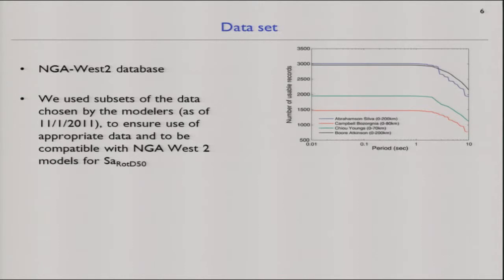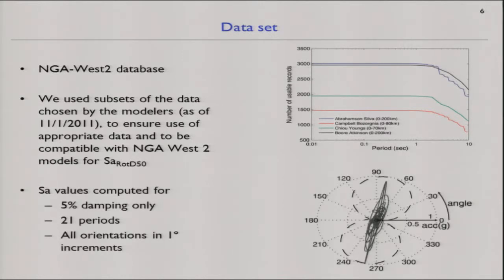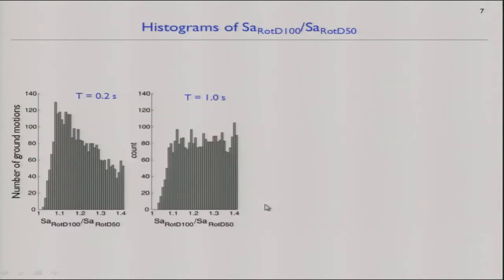And so then for those data sets, we recomputed our own response spectra. We wanted a couple other values than were in the flat file. So we computed 5% damped spectral accelerations at 21 periods rather than all the periods. But we recomputed spectral accelerations in 1 degree increments over all unique orientations of each ground motion. So that's the types of things shown in that little figure on the bottom right. And that was the data set we started from.